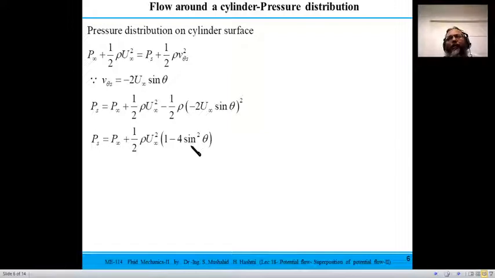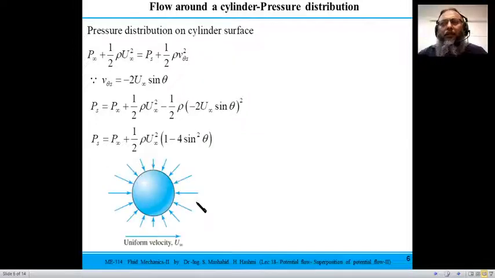And what we have learned, as the velocity is varying as a function of theta, similarly pressure is also a function of theta. As theta changes, the pressure at the surface changes. And if you plot the distribution of the pressure, it looks like this, where the free stream velocity is u infinity. So here the velocity is 0, so pressure is maximum. Here the velocity is 0, the pressure is maximum. And if you go to the top where velocity is maximum, the pressure is minimum. And the same minimum pressure is here.